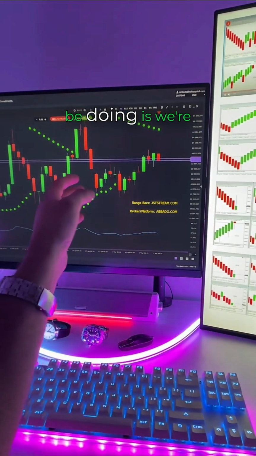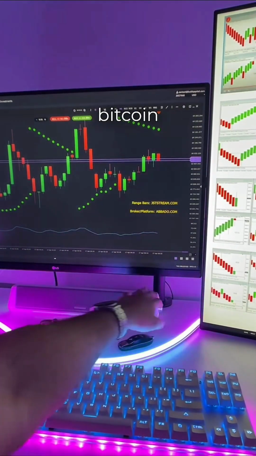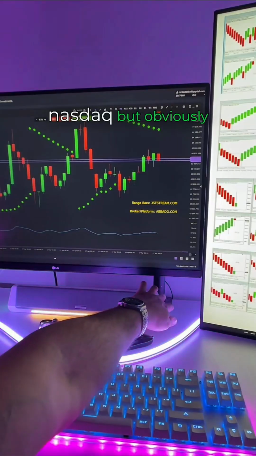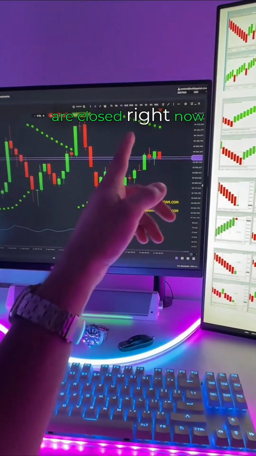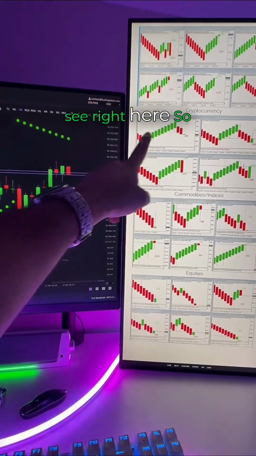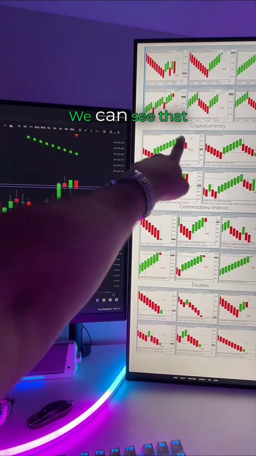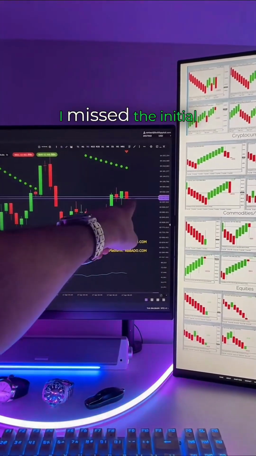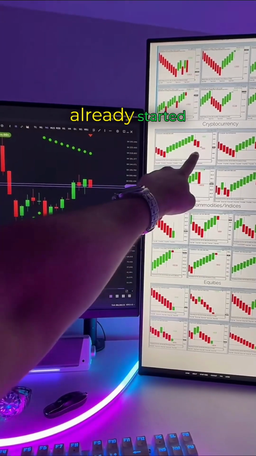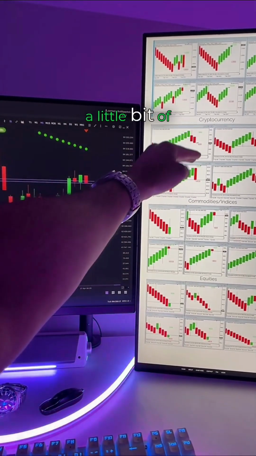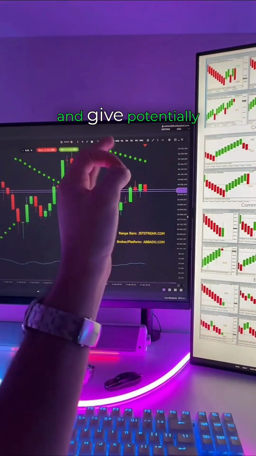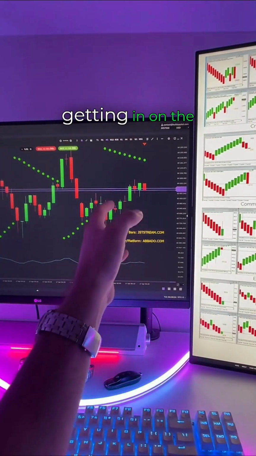Now, what we're going to be doing is entering some trades on Bitcoin. You guys know that I usually trade gold, Bitcoin, and NASDAQ, but obviously some of the other markets are closed right now. So let's go ahead and see what's going on in the Bitcoin chart. We can see right here, this is the cryptocurrency range bars. We started this downtrend. Obviously, I missed the initial part of it, but if we do get a pullback, because we've already started this downtrend, we're going to see a little bit of a reversal, just for the market to come back up a little and potentially give me a chance at getting in on the short position.